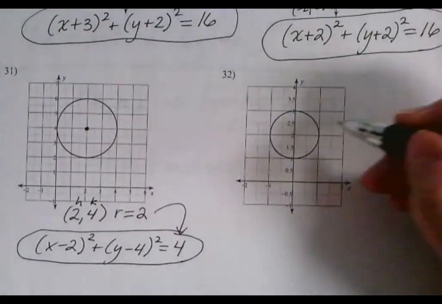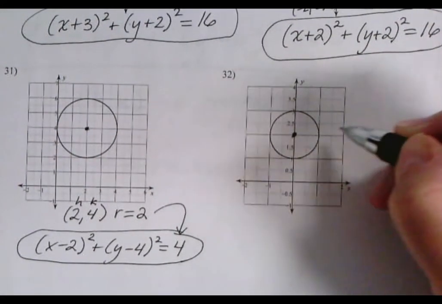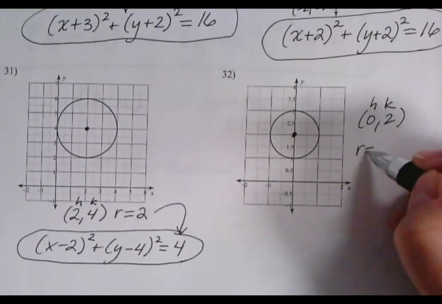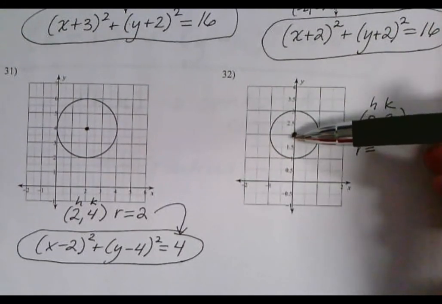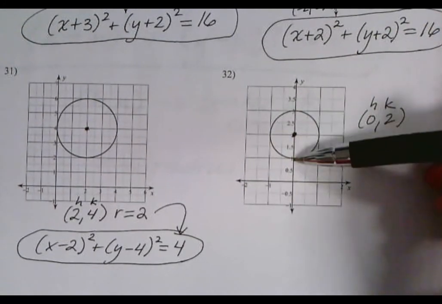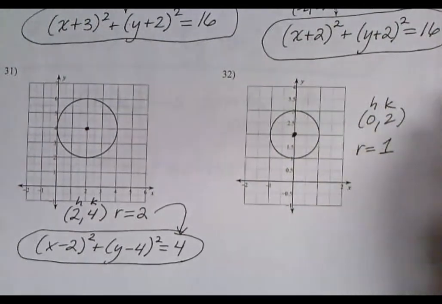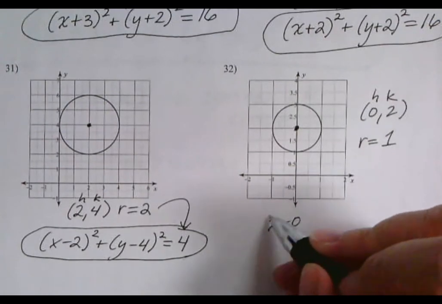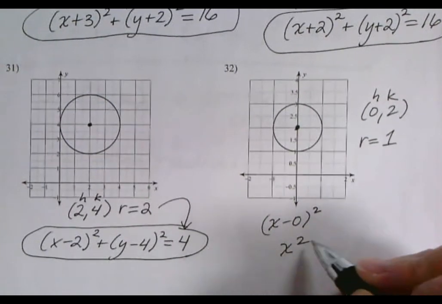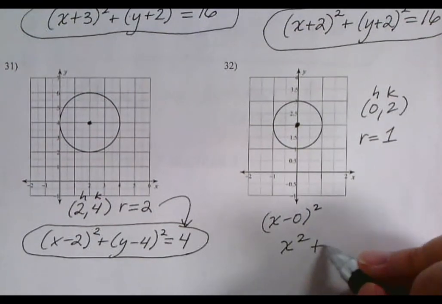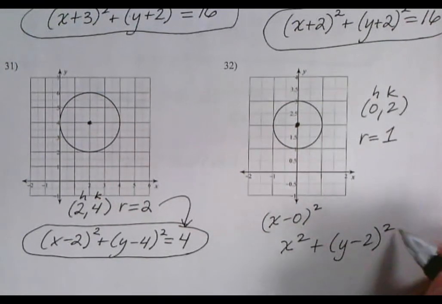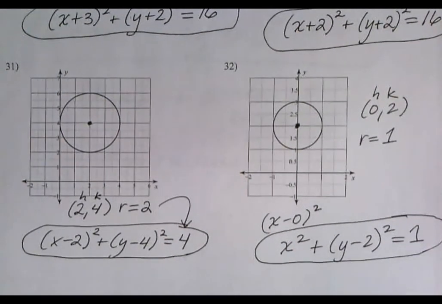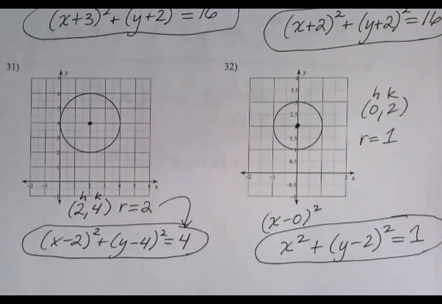Okay. Here's my center on this one. That is at the point 0, 2. My radius seems to be 1. From 2 to 3 is 1. From 2 to 1 is 1. Radius is just 1. So x minus 0 squared, you don't have to write all of this. You can just say, oh, that's just x squared. Plus y minus k squared equals 1 squared, which is just 1. Don't say that 1 times 1 is 2. 1 times 1 is still just 1.